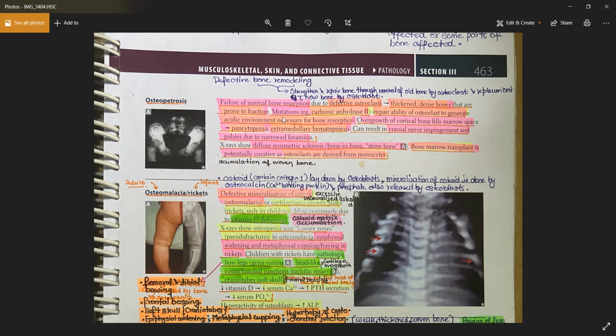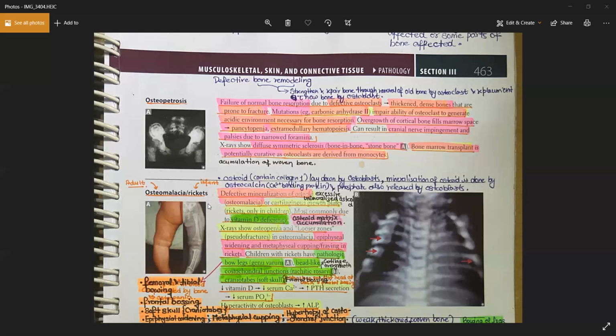So why is it happening? Because of mutations in carbonic anhydrase, and this carbonic anhydrase is very important for the acidic medium. Any doubt? See, carbonic anhydrase is responsible for generating this acidic medium so that osteoclast cells can function. If mutations happen, an acidic environment cannot be generated for the osteoclast cells, and as a result, they cannot cause bone resorption. As a result, you will have a diffuse increase in bone mass.